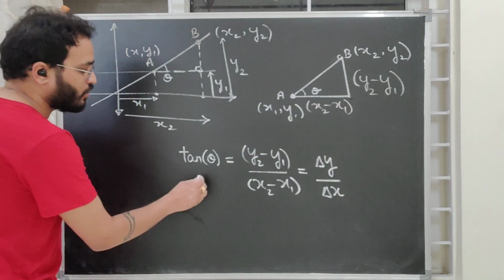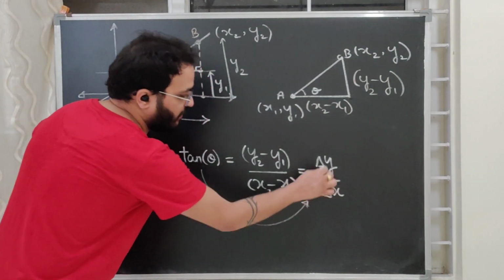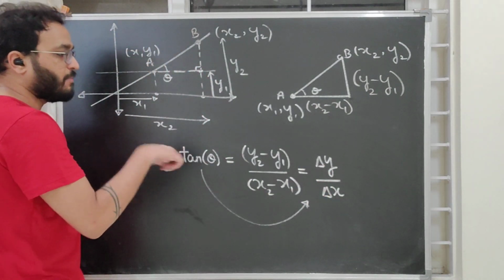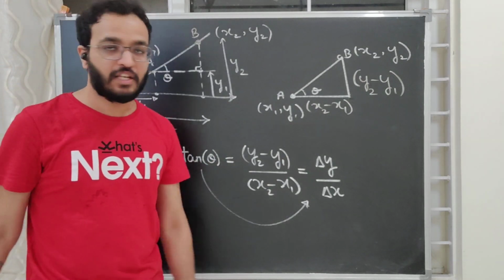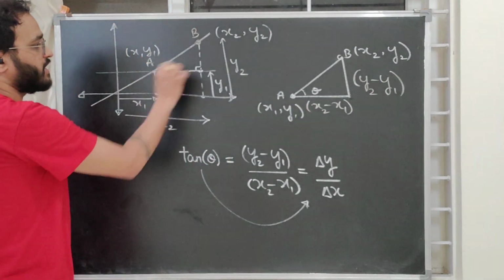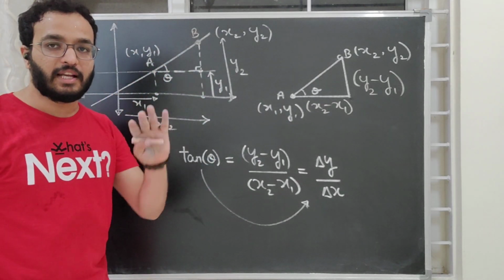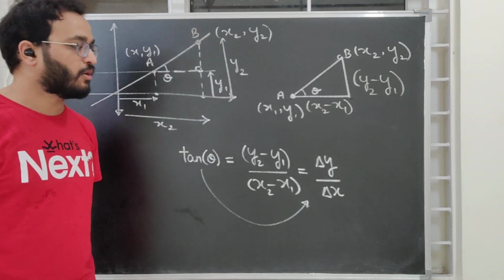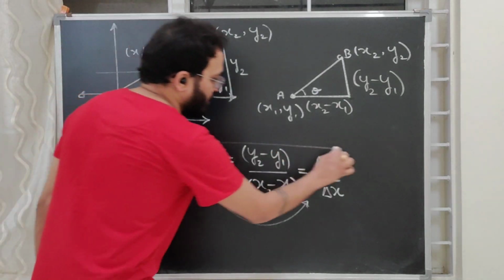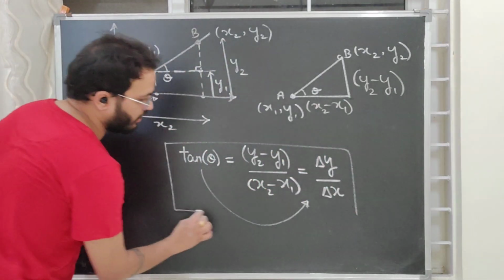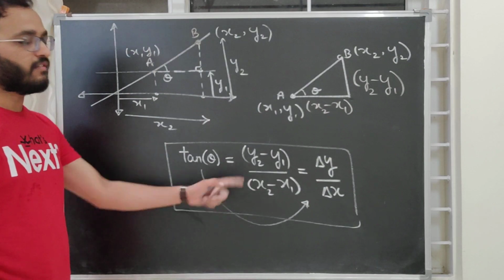So we can also express the slope of a straight line like this, and which remains constant for a straight line. We have seen that this straight line always makes the same angle theta with the horizontal axis. That is why the slope of a straight line will be constant, and if 2 points are given to us on a straight line, we can easily get the value of slope.